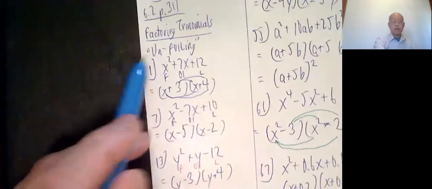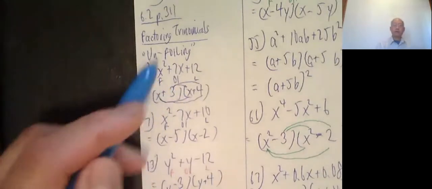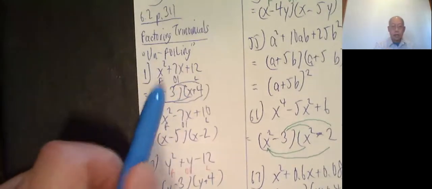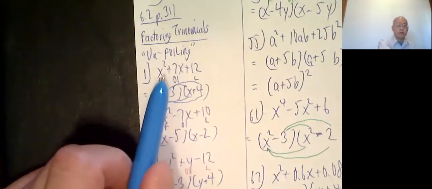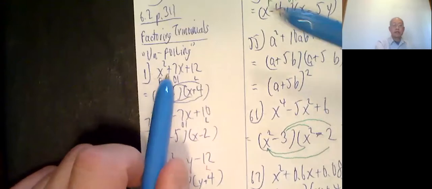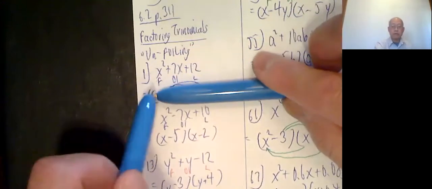Okay, so we're factoring trinomials now. This is unFOILing, so to speak, backwards from FOIL. Recall we said quite often when you FOIL, the outer and the inner combine, so we're going to reverse that process. Number one, x squared plus 7x plus 12. The answer is here, but pretend you don't know that.